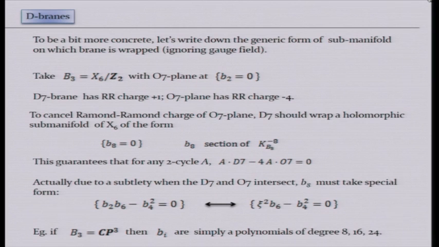But it gets sources whenever the D7 plane intersects A and whenever the O7 plane intersects A. Okay, so this is supposed to be intersection number. So let's say A·D7 is the intersection between A and D7, and A·O7 is the intersection between A and O7. But this is 1 unit of Ramond-Ramond charge. This is minus 4 units of Ramond-Ramond charge. So if you want no sources for F1, if you want to satisfy Gauss's law for the two-cycle, these intersection points have to cancel. It's the zero net intersection. And that's precisely this condition that b8 is a section of K_B3 to the minus 8.